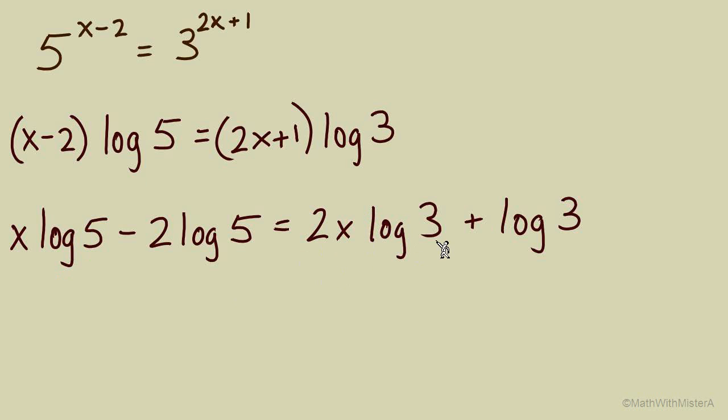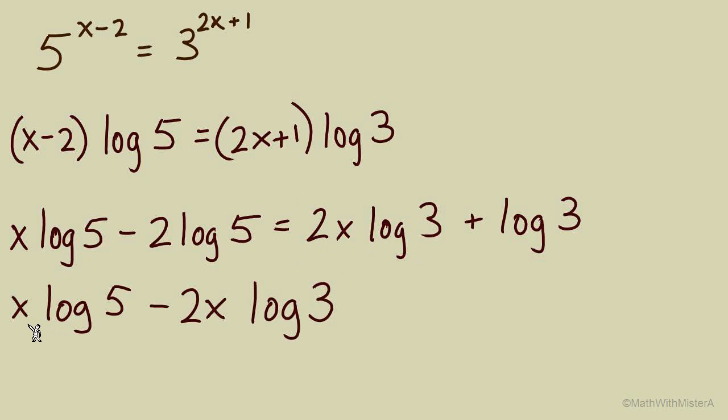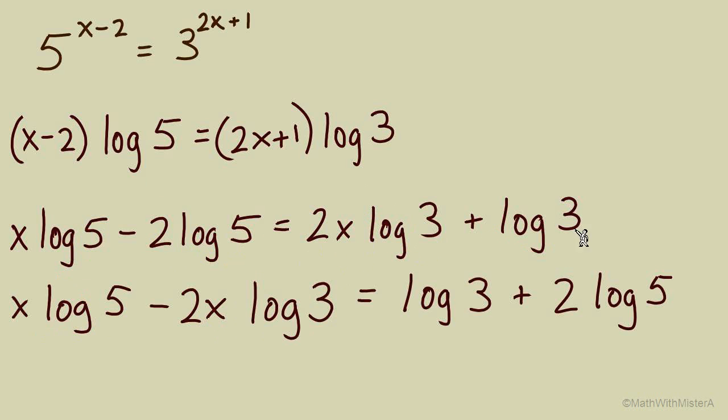I'll bring this 2x log 3 over to the left side. I have x log 5 minus 2x log 3, and I'm moving this negative 2 log 5 over to the right side. So we have log 3 plus 2 log 5. Once we have our terms with the x collected on one side, the next move is to factor the x out as a common factor.